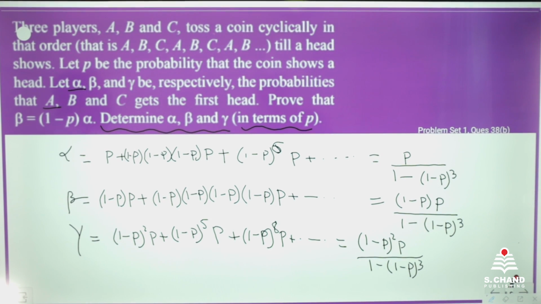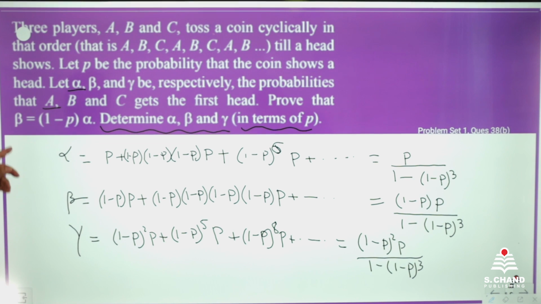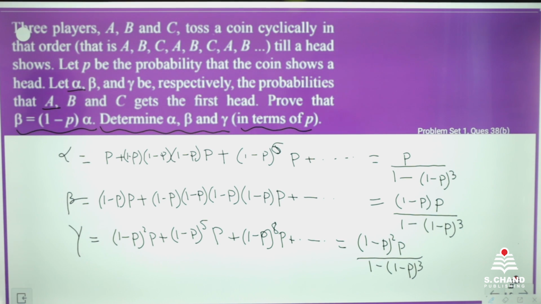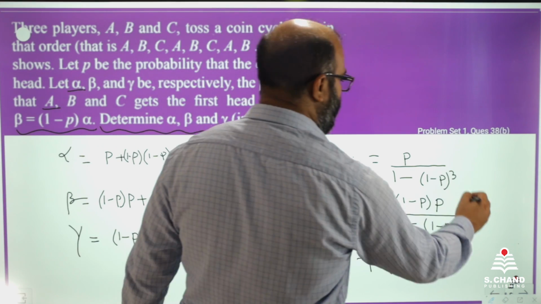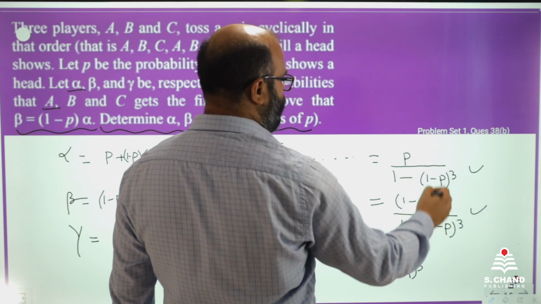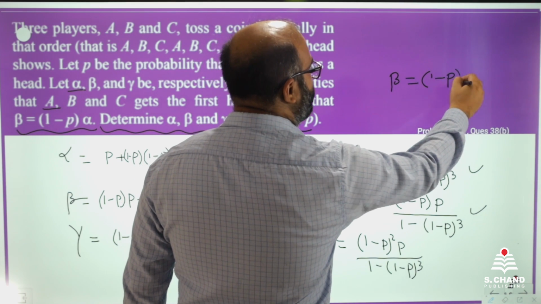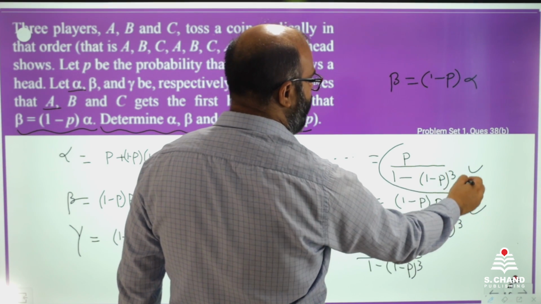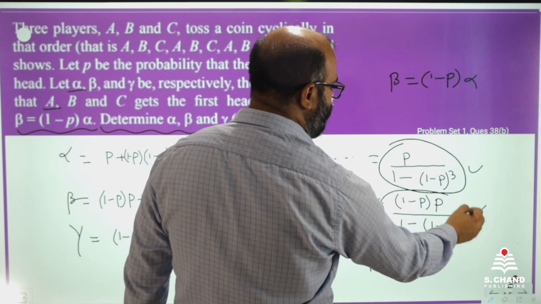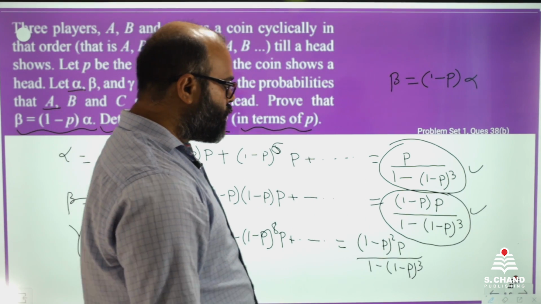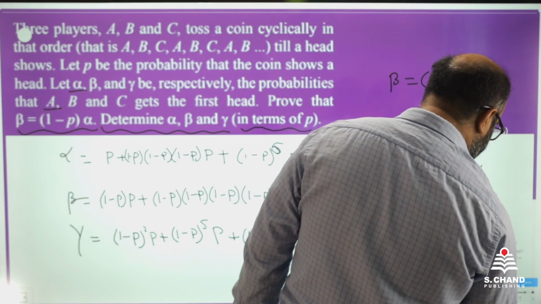Now, if we say that beta is equal to 1 minus P into alpha, is it true? So beta is this and alpha is this. So yes, if you multiply 1 minus P to this alpha, you will get this beta. So this is also true. Let us come to the next question.